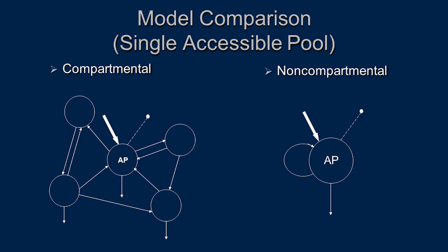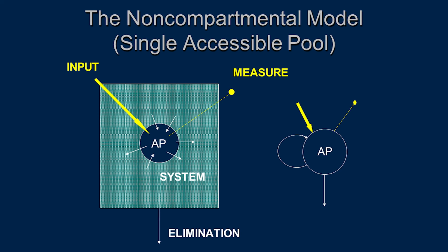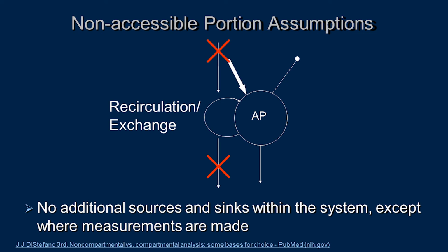The non-compartmental system essentially summarizes the whole system into an accessible pool and the rest of the system, which is left, like I said, undescribed and undeclared. But there is actually one assumption that the non-compartmental framework makes on the rest of the system. This assumption is that there can be no additional sources or sinks within the system except where I make my measurements or where I administer my dose. So this whole other part of the system that communicates with the accessible pool cannot have any extra elimination, extravascular elimination for example, or any additional sources that are not accounted for in the accessible pool.